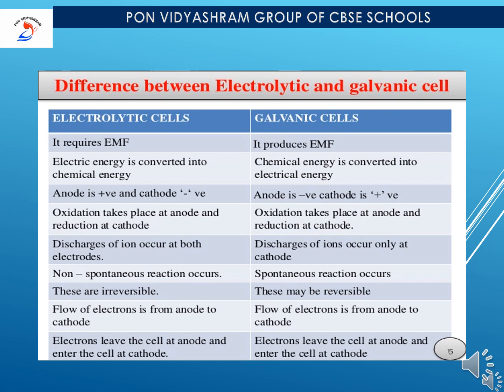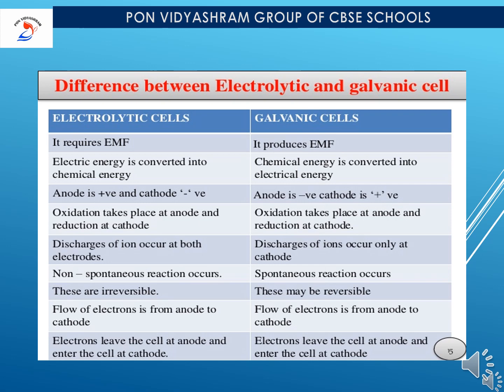In the electrolytic cell, as I have mentioned, the anode will have positive charge and the cathode will have negative charge. It will be reversed in the galvanic cell. The anode has negative charge and the cathode has positive charge. To talk about this, I have asked you to remember the keywords, that is RRCP and LOAN. I hope you remember that point. The next one is oxidation takes place at the anode and reduction at the cathode.